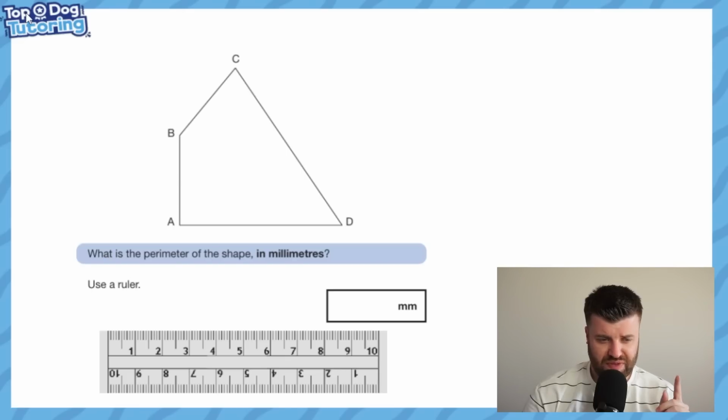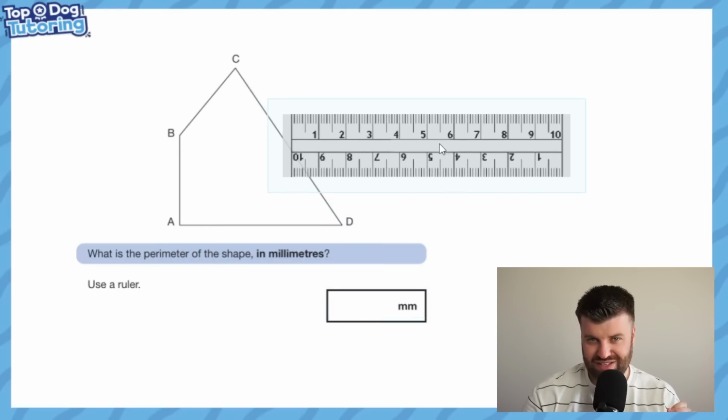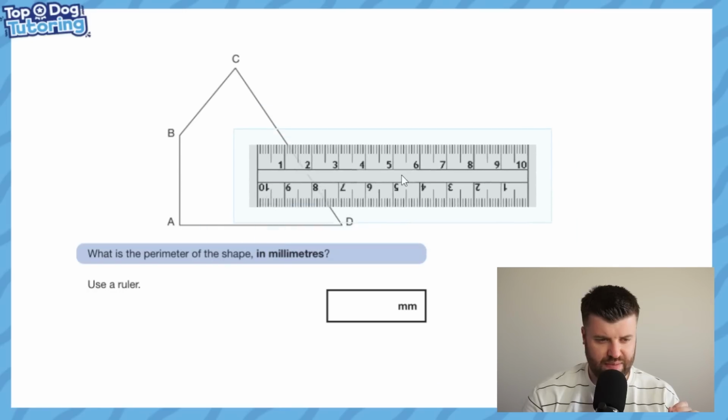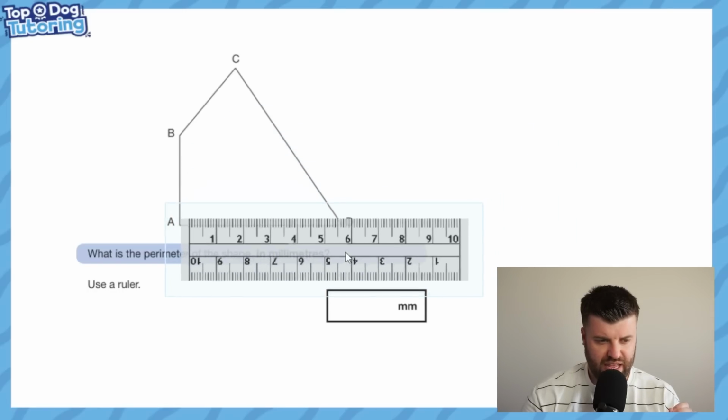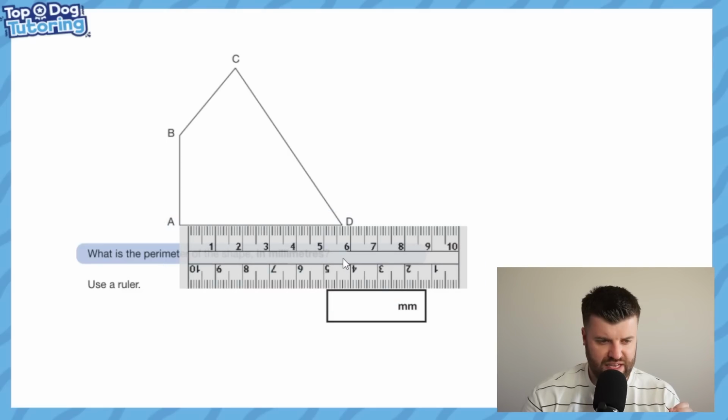What is the perimeter of the shape in millimeters? And it gives you a prompt here to use a ruler. So that's very important. We need to take this ruler and we need to know how to actually measure sides accurately. Something that's really important when we take our ruler, if I want to measure side A to D, so I'm going to start in this corner here, this would be incorrect. This is not right. Now, are you shouting at the screen to tell me why? I hope so.